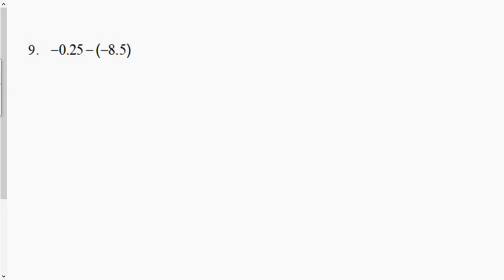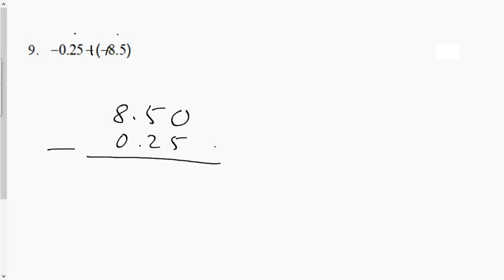Question 9, subtraction. Keep, flip, change, easiest way to do it. Now I have addition. What do I have more of? Positives or negatives? I have more positives. So the difference between the positives and the negatives will be my answer. Since this number has 2 decimals and this one only has 1, I'm going to put a 0 there to keep everything in place. 0 take away 5 I can't do, so I borrow. 10 take away 5 is 5. 4 take away 2 is 2. 8 take away 0 is 8. So therefore, since I have more positives, this is going to be a positive 8.25 for my solution.